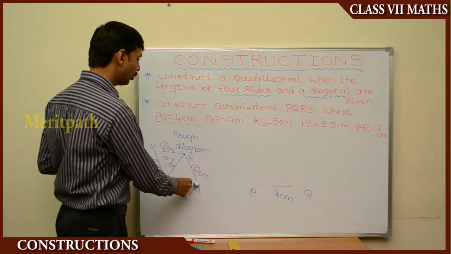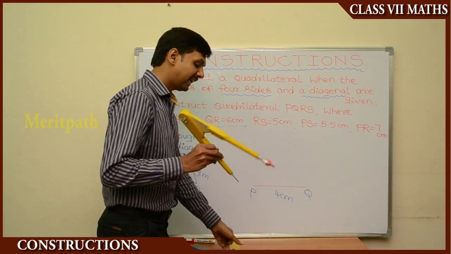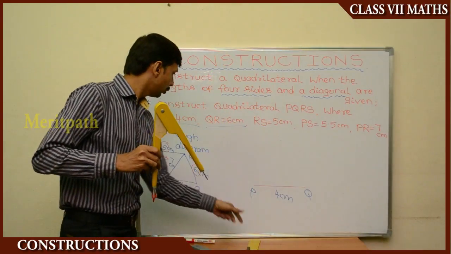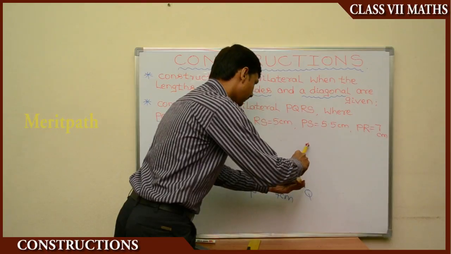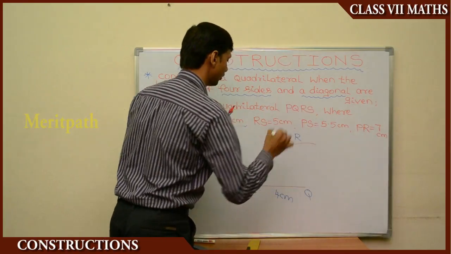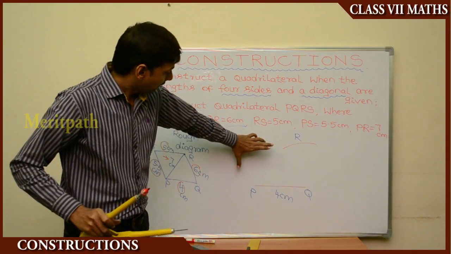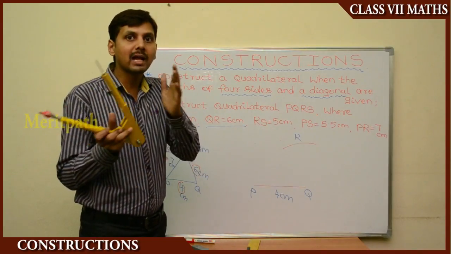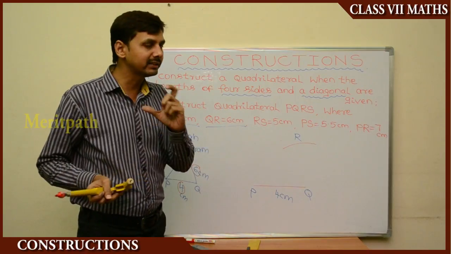After that, QR is 6 centimeters. Take a 6 centimeter radius on the scale. We construct QR using the vertex Q, and we get R somewhere here. So QR is constructed. Next, when we join P to R it forms a triangle, and then we can construct the quadrilateral easily. Two triangles will form a quadrilateral. The diagonal divides the quadrilateral into 2 parts, so we construct the triangle first.